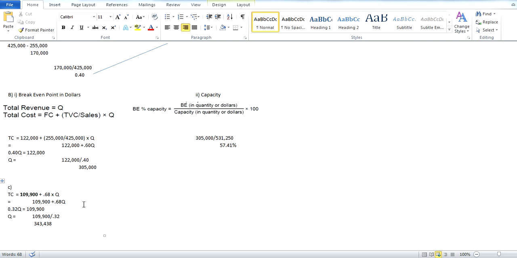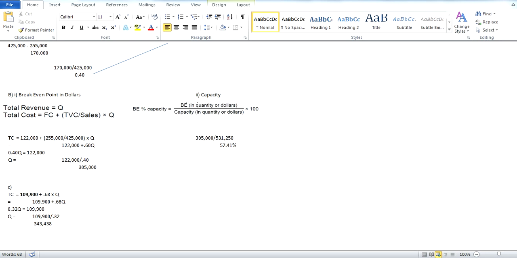The key for you guys to remember for your homework questions or for exam purposes is that you make the changes throughout the formula. Don't get stuck and leave 122,000 in one of the lines, or forget to change your 0.60 to 0.68. Make sure you make all the necessary changes to get the right answer.